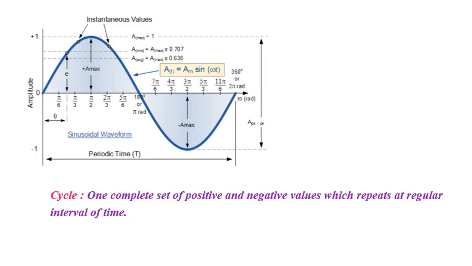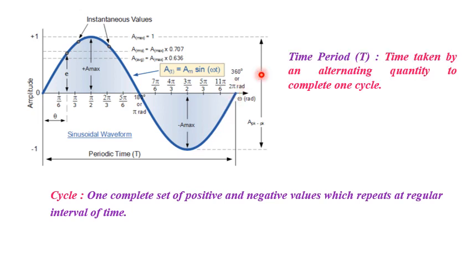Next parameter is cycle. So cycle is one complete set of positive and negative values which repeats at regular intervals of time. So the waveform that is repeating, the shape that is repeating, that will represent the cycle. So this is a cycle, a complete set of positive and negative values.